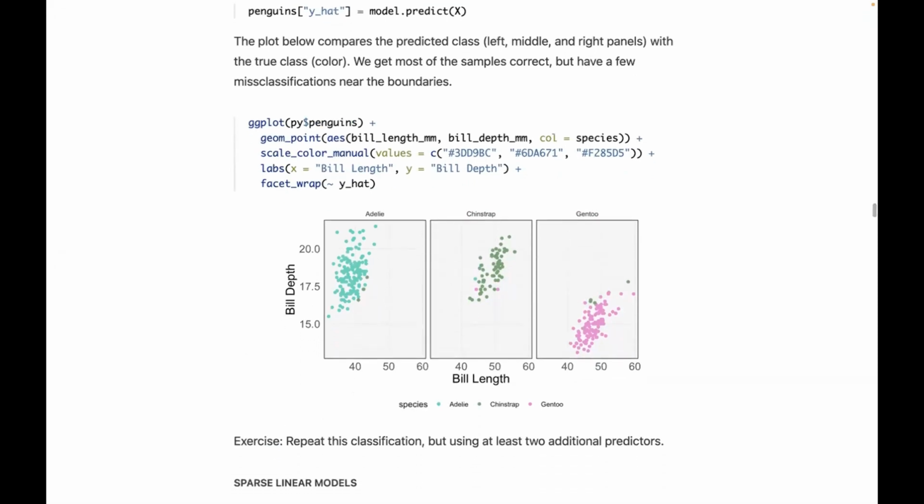Okay. And if you want an exercise, I have the code for this logistic regression in the Colab notebook. Try doing it with more than just these two predictors. If you want more of an exercise, see how the performance changes as you have more or fewer predictors.